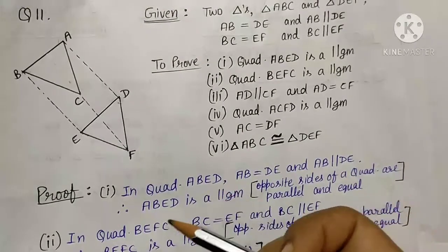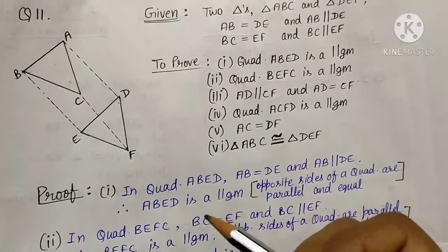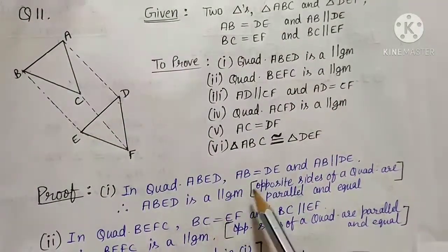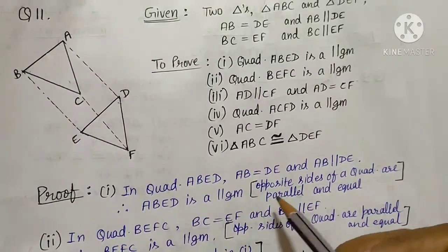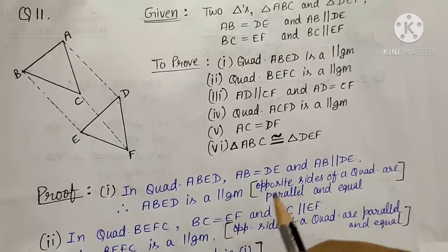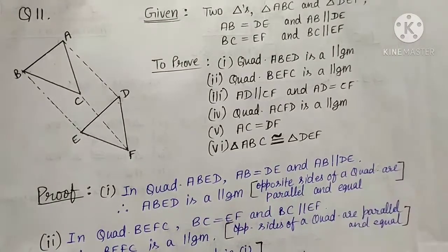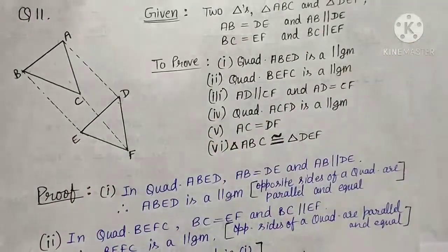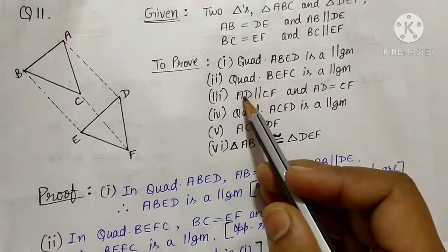So if one pair of opposite sides are parallel and equal, we can say easily that ABED is a parallelogram. So it was a very easy part. So we said that yes, ABED is a parallelogram, as one pair of opposite sides of this quadrilateral is equal and also parallel.